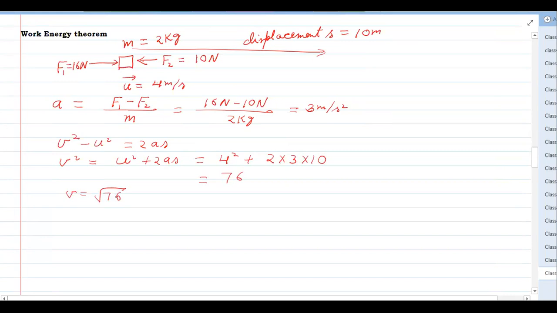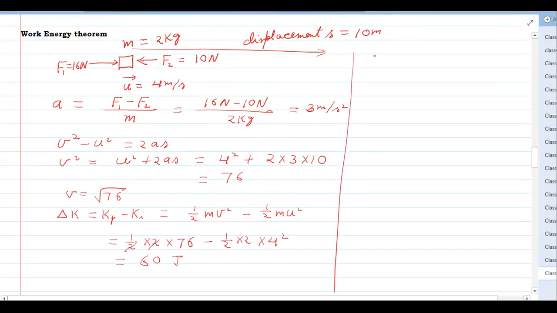Now we will verify the work energy theorem. First we'll find the change of kinetic energy. Change of kinetic energy is kinetic energy final minus kinetic energy initial. That is half m v square minus half m u square. M is 2, v square is 76, and u is given, u is 4. So we are getting 76 minus 16, that is 60 joule. So kinetic energy change is 60 joule.